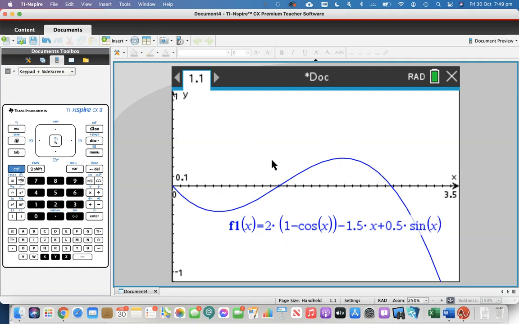Looking at my graph, if above and below represents positive values and negative values of y, then this is positive above the x-axis. So in other words, if I can work out the zeros here and here, then everything in between are appropriate values for beta.